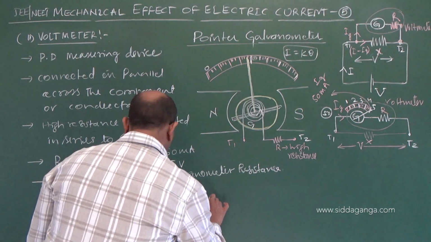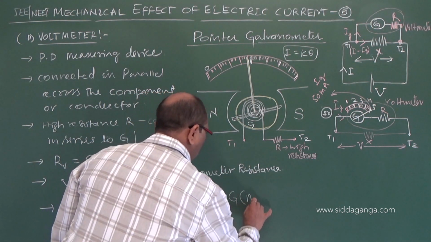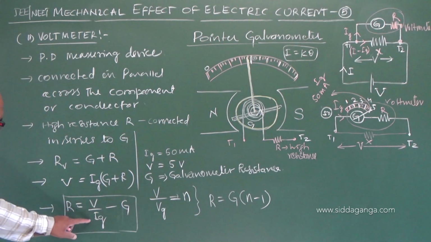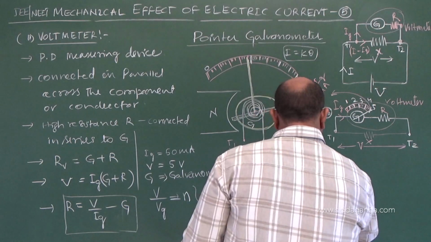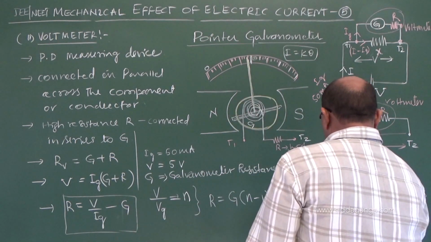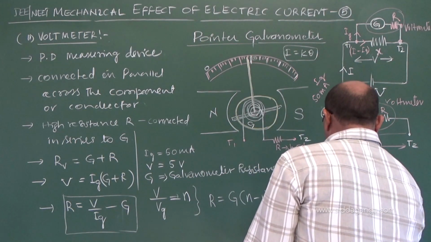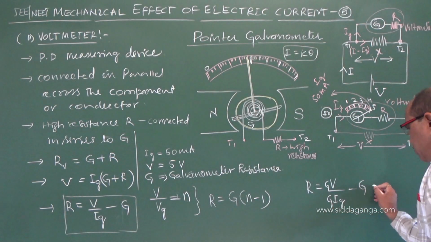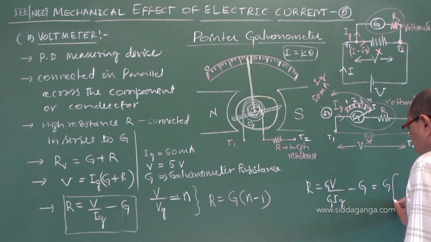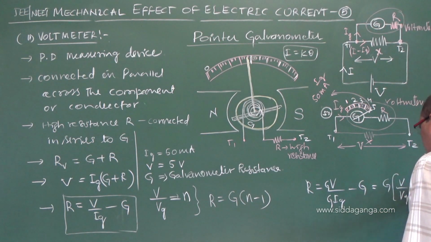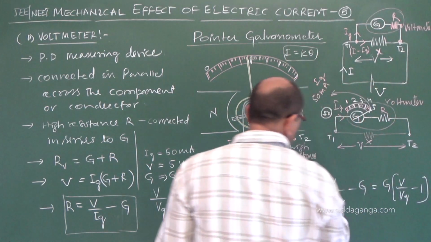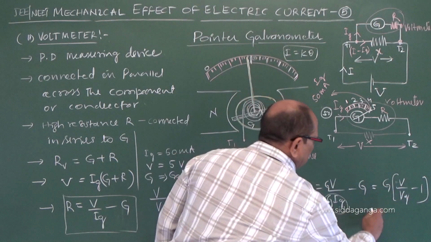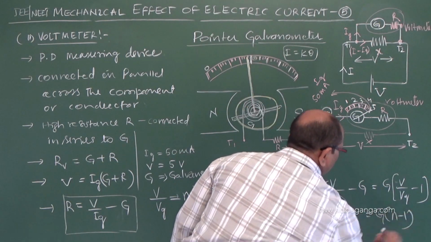For this I can write R is equal to G into N minus 1. If you multiply by G and G, I will show just how that comes. R equals V by Ig minus G. Here also I multiply by G and G. Ig into G is G into V by Vg minus 1. Because Ig into G is Vg, V by Vg is N. So R is G into N minus 1.